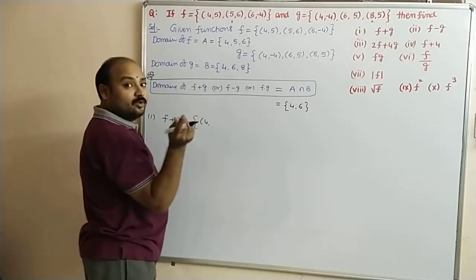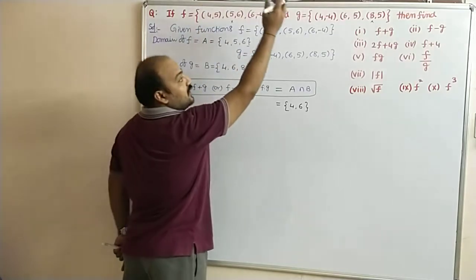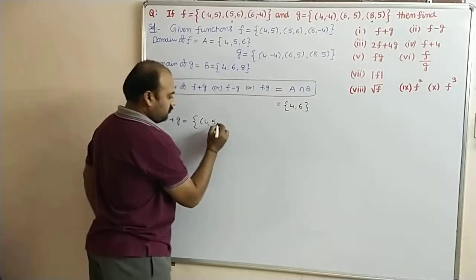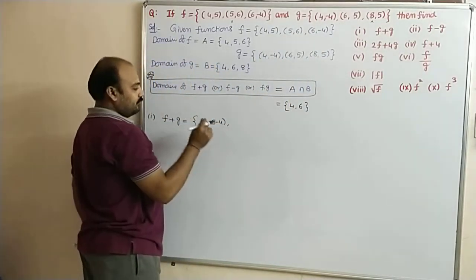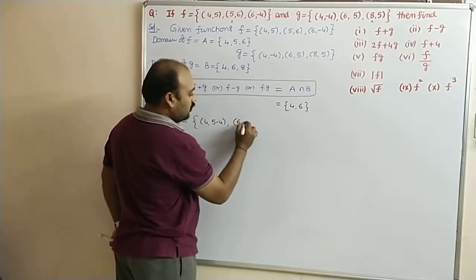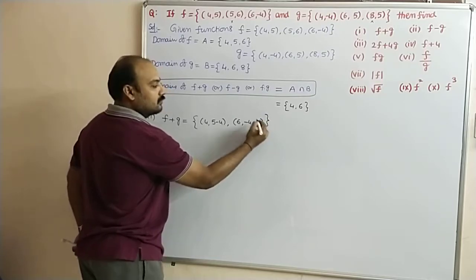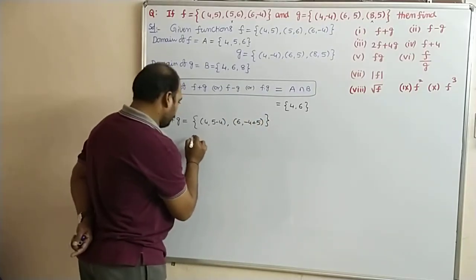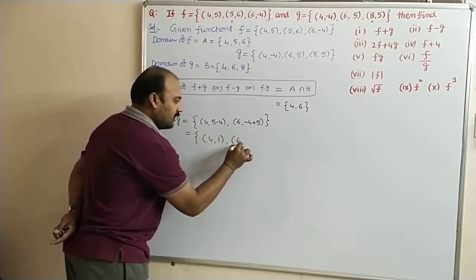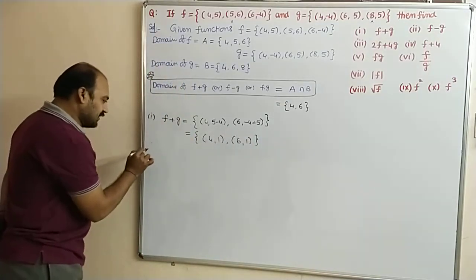F plus g means you have to add the codomain elements in f as well as g. Here 5, here minus 4, and for the element 6, comma minus 4, plus here for 6, 5 is there. Which is equal to 4 comma 1, 6 comma 1. This is about f plus g and f minus g.